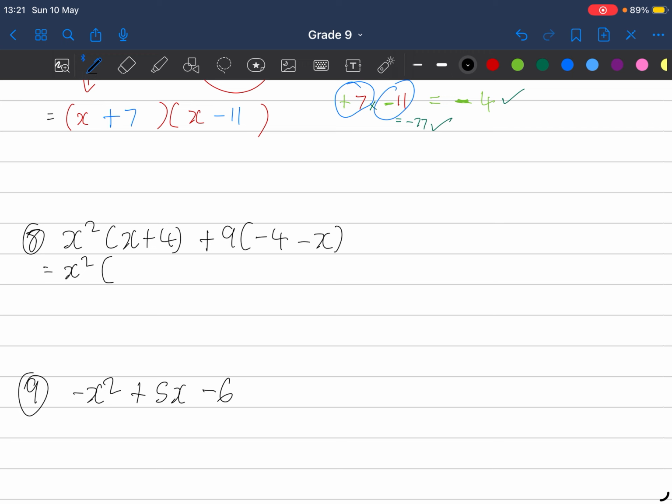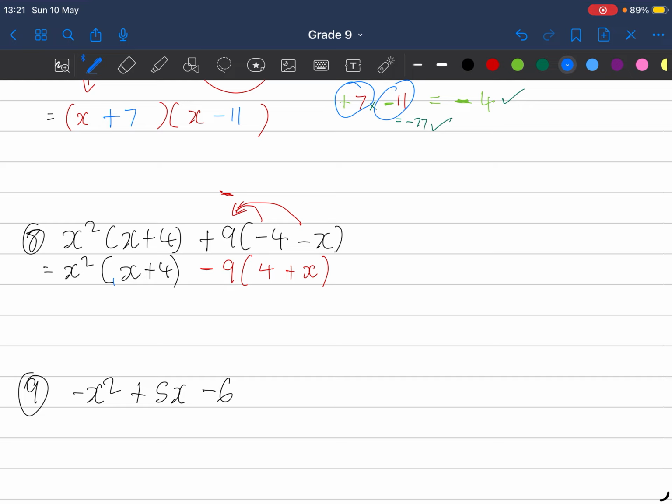So x squared, x plus 4. Now we did something about the signs. What if I pull out a negative sign from here? What if I pull out the negative and I make this a minus 9? Then won't the signs within the brackets need to change? So the negative 4 will become a positive and the negative x will become a positive.